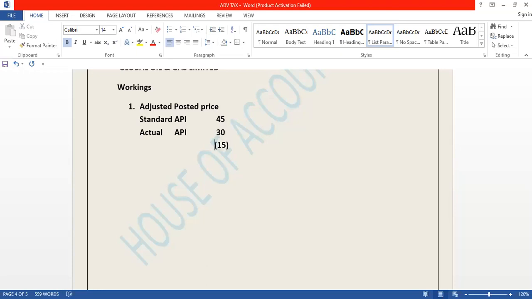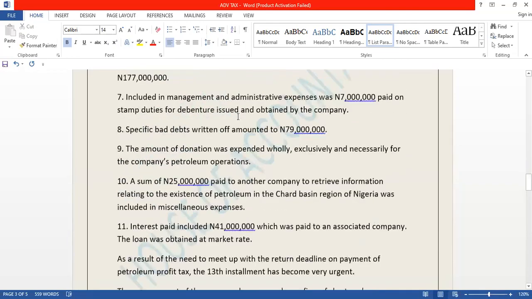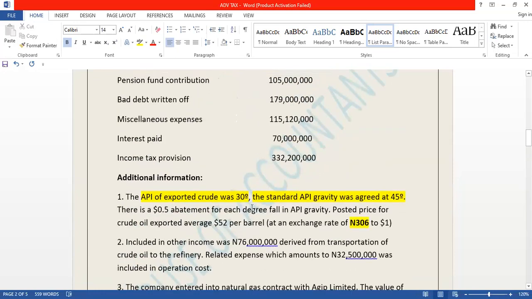How do we get the 15 degrees? It was planned to be 45. Now the result was 30. So there's a difference of 15 degrees from their plan. And according to the question, for every degree, there is a $0.5 abatement for each degree that falls. So all we have to do now is to adjust for the factor.